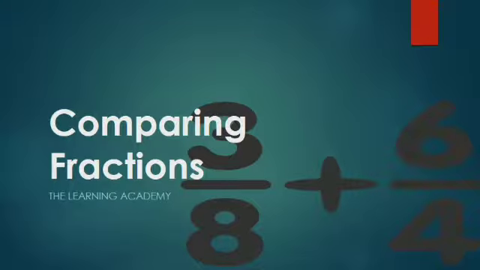Ordering fractions in ascending order. Now, what is ascending order? Ascending order means moving from smallest to largest. Think of a step. You're coming from step 1 to step 2 to step 3 to step 4. So when you arrange these fractions in increasing order, you move from the smallest to the largest.